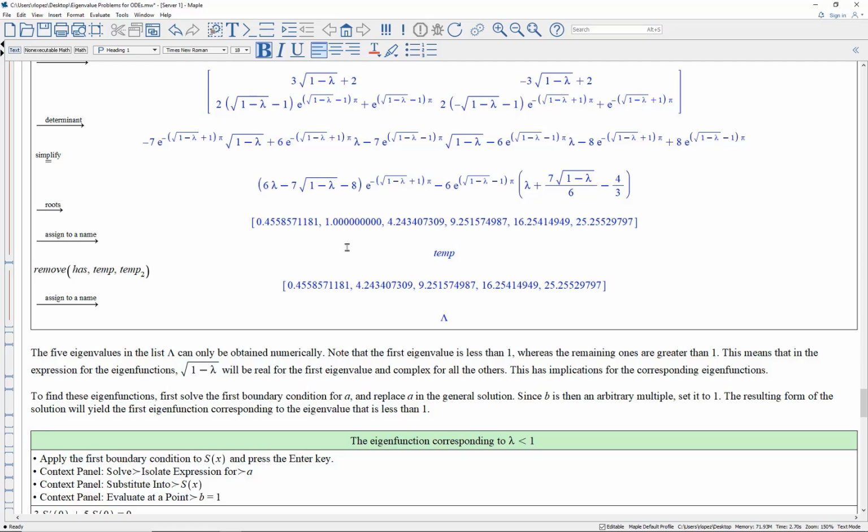We've dealt with that case. Don't want that one here. So I give this a name, temp. And I remove from temp this second member. That's what this temp2 is. It's this second member. And so this now is the list of eigenvalues that I want to deal with. I've had to compute them numerically, and I call this capital lambda.